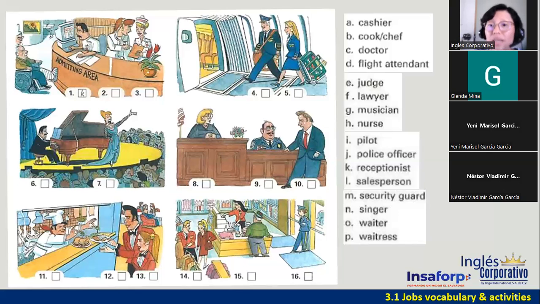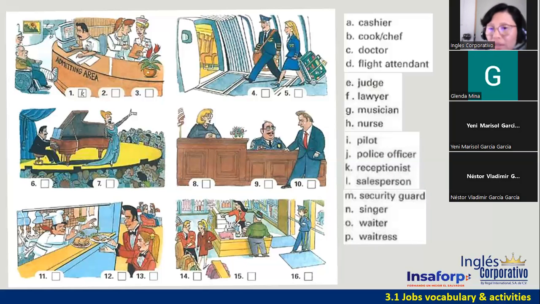Salesperson, okay, es un vendedor, una persona que trabaja en ventas. That's a salesperson. You're very welcome. Anyone else? Singer. A singer, okay, muy bien. A singer es un cantante. Any other word that you don't know, guys?